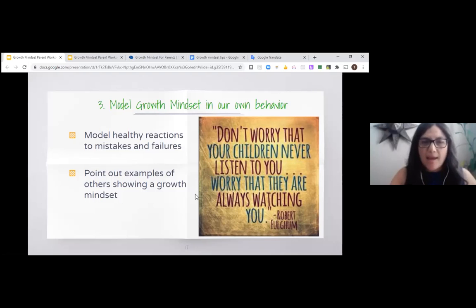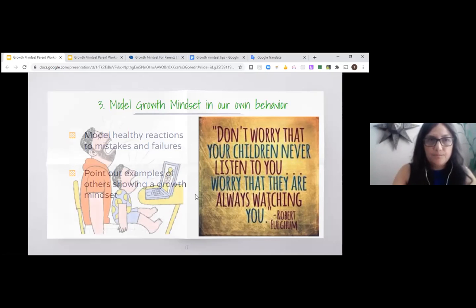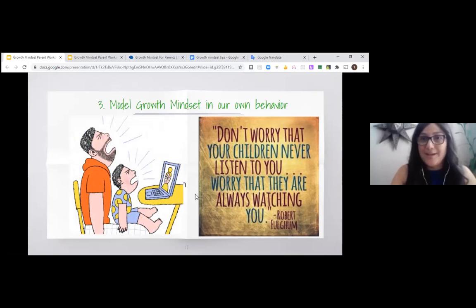You can say, hey, that character, do you see how he didn't give up? That's awesome, right? He problem solved, he was patient, he put in the effort. So it's good for them to see different examples, especially during distance learning, right?